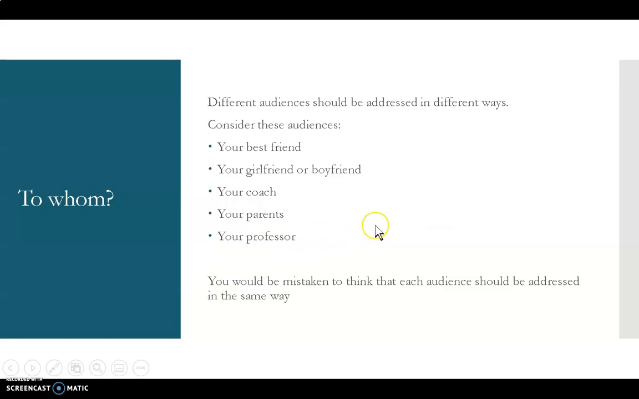We also need to think about who our audience is. This is what we call audience awareness. If you think about some of the different audiences, some of the different people that you write to: friends, parents, grandparents, coaches, employers, professors. And again, even though you are writing a research paper, you'll have an audience. It may be your professor, but we need to think about audience as a little more broadly than just writing a letter to your professor.